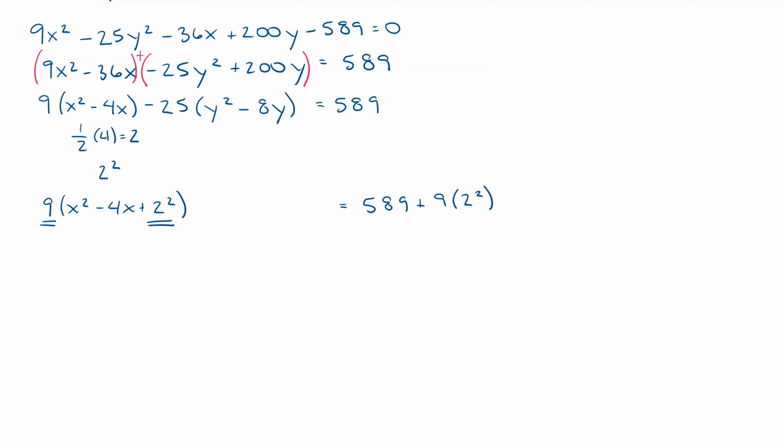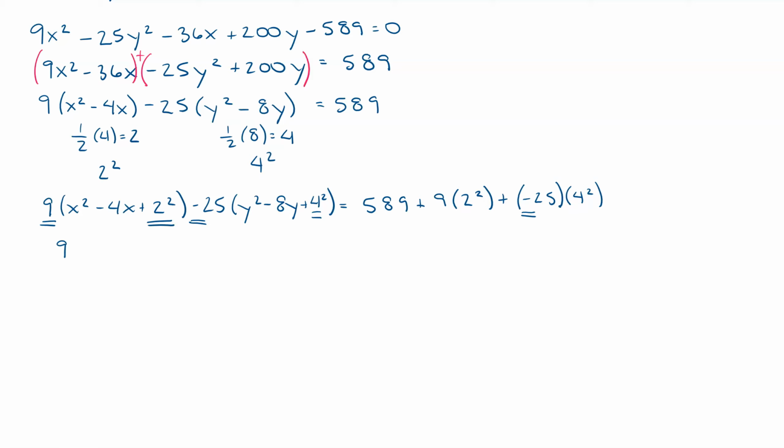And I'm going to do the same for the y's. 1/2 the middle term, square it, and add that to both sides. But I'm not just adding 4 squared, I'm adding -25 times 4 squared. Notice that negative does in fact get added to the right side when you're adding the numbers.